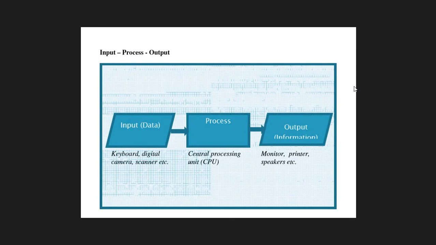To convert data into information, there are 3 main steps involved. The first step is input, the second step is process, the third and final step is output.